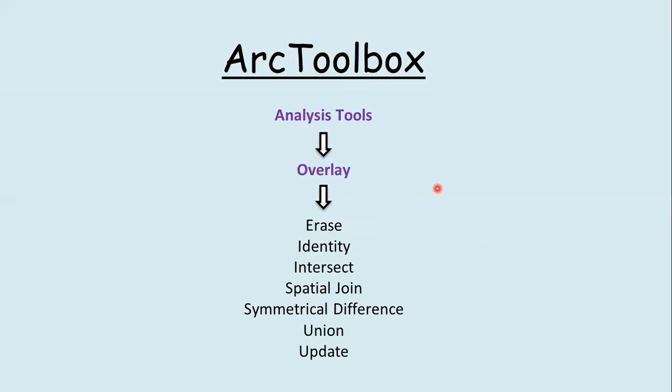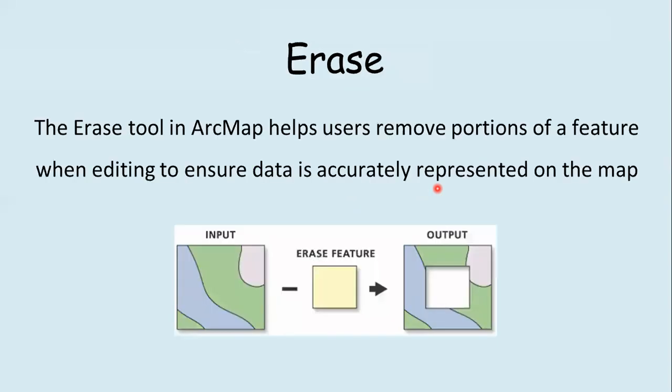In this Arc Toolbox I will show the demonstration of the erase and the identity, and the intersect and the union will be shown before from the geoprocessing tool, and the spatial join and the symmetrical difference will be avoided. The erase.